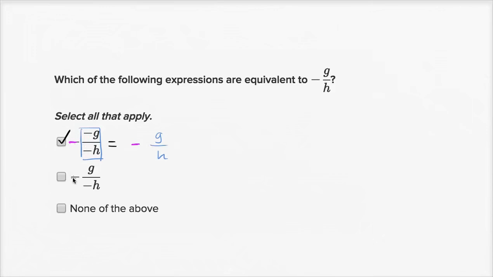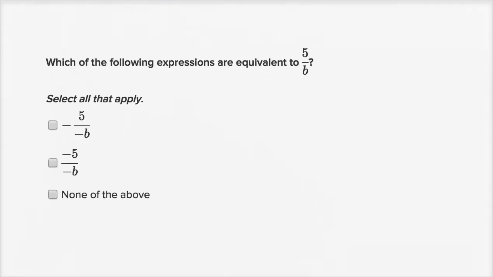And this right over here, negative in front, and then you have g over negative h. You could rewrite this. You could put the negative on top as negative g over negative h. And then this would be equal to g over h, which is different. This is positive g over h. This is negative g over h. So we wouldn't select that. And of course, we wouldn't select none of the above because we found a choice that we liked.